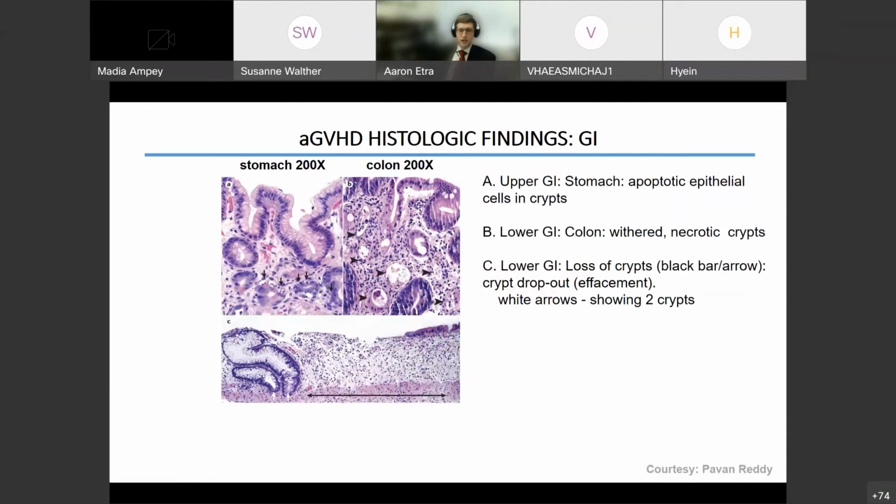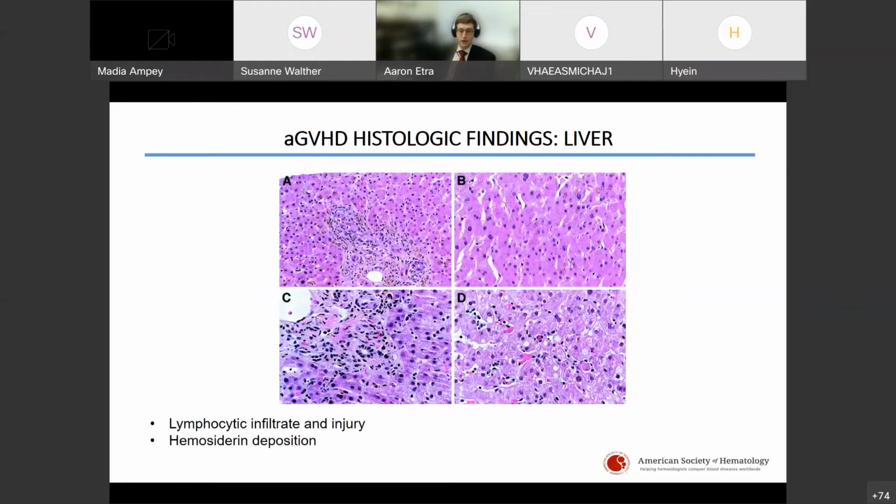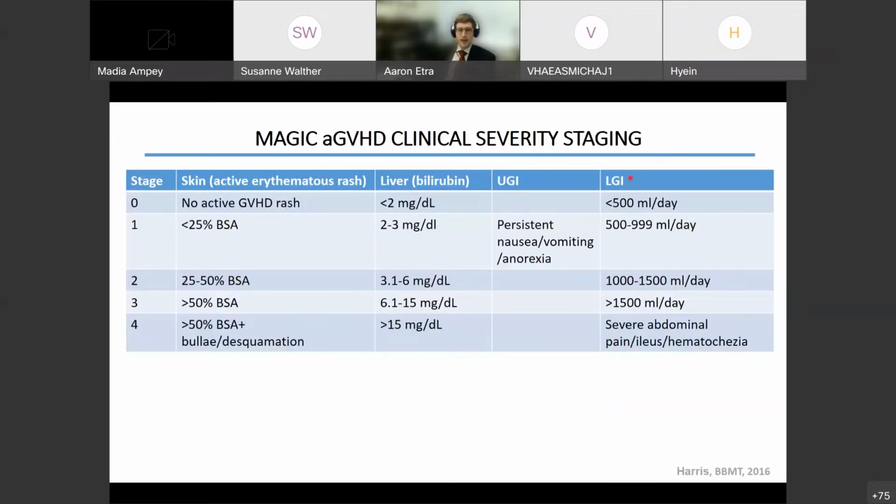When it comes to the GI tract, the findings are characterized again by apoptosis of cells in the crypts, and in the context of the intestine, you can actually see crypt drop out altogether. So on the left, this is a normal crypt. On the right, there aren't even any crypts to look at. And in the liver here, lymphocytic infiltrate and injury is actually visible. Hemosiderin is deposited.